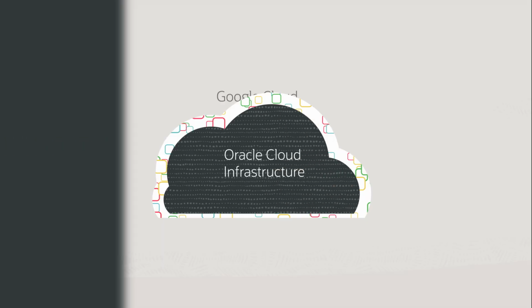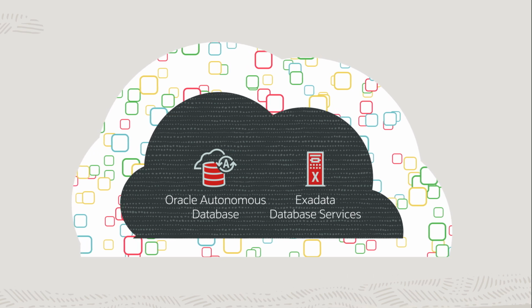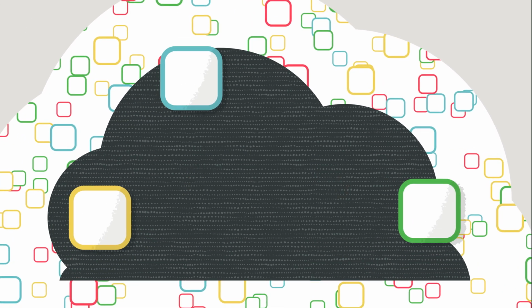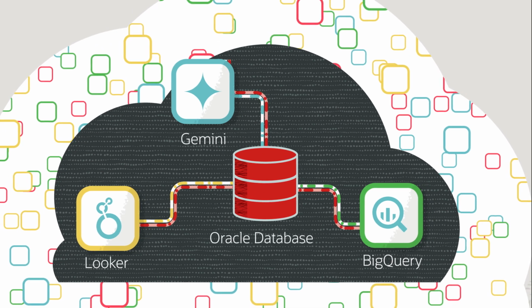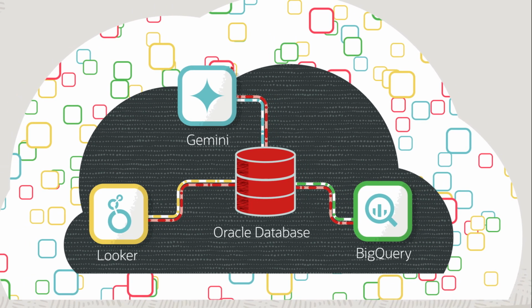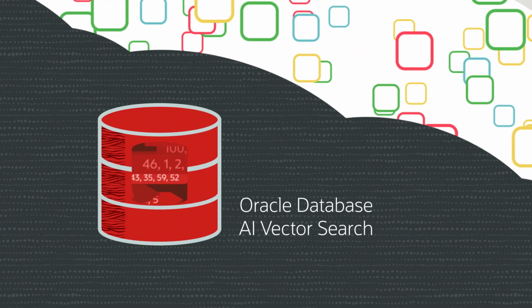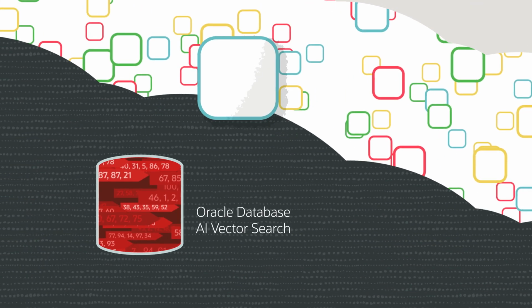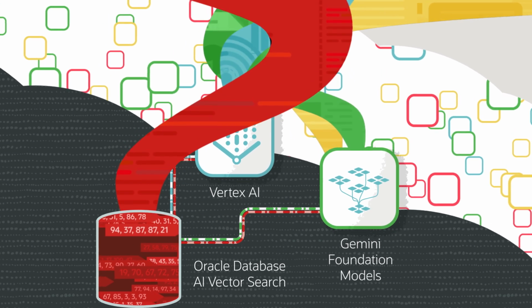Oracle and Google have partnered to deploy Oracle Cloud Infrastructure within Google Cloud, along with Oracle's Autonomous Database and Exadata Database Services. You can combine the best of Google Cloud services with the power of Oracle Database, all within one true multi-cloud experience. You can combine Oracle Database AI Vector Search with Google's Vertex AI and Gemini Foundation models to use your data in completely new ways.